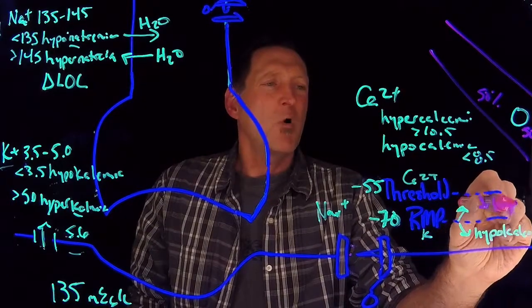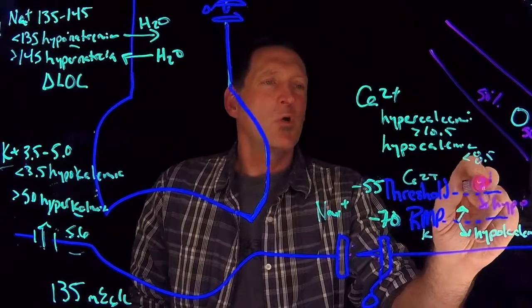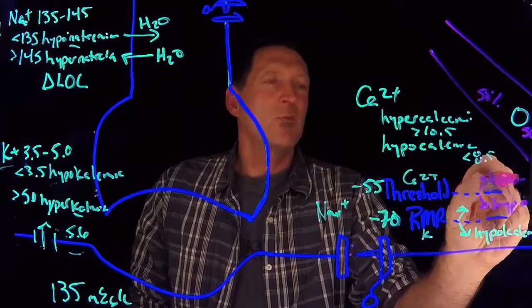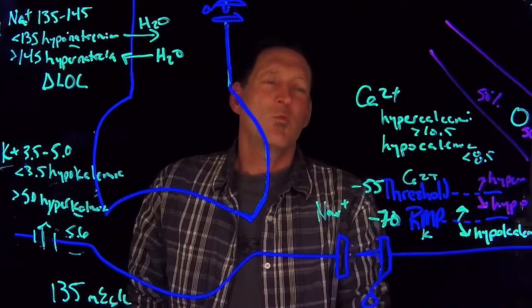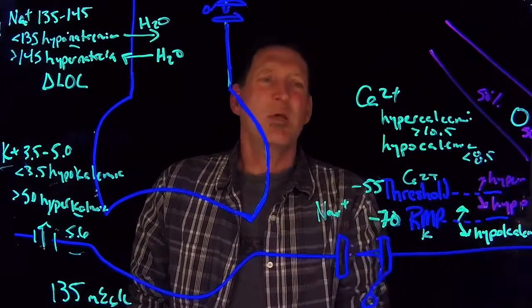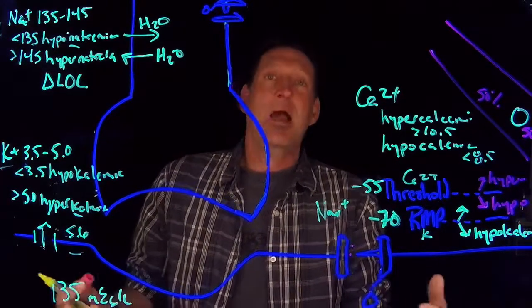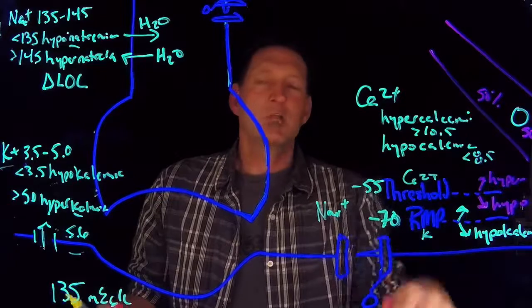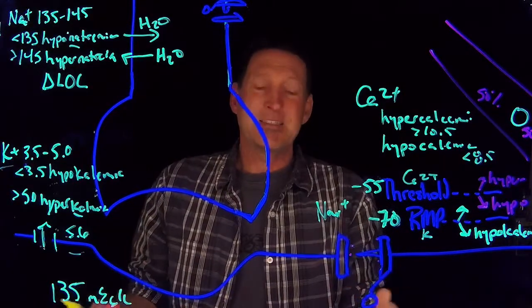So hypo drops your threshold towards your resting membrane potential. Hyper moves your threshold away from the resting membrane potential. So these are the patients you have to worry about, because with hyperkalemia, the patient tends to be pretty non-active because the threshold is away from resting membrane potential, and so there's muscle weakness, there's a flaccidity.